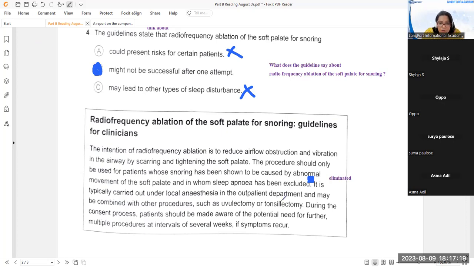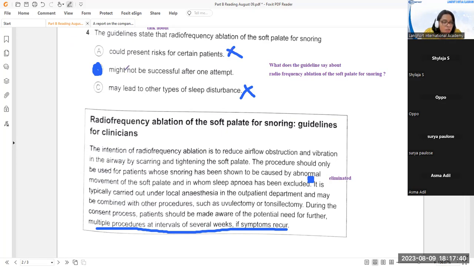This is pretty straightforward. All of you go through it. This is the sentence. One procedure is not enough. One attempt is not enough. They might not be successful after one attempt because they may need further procedures if the symptoms reoccur or recur.